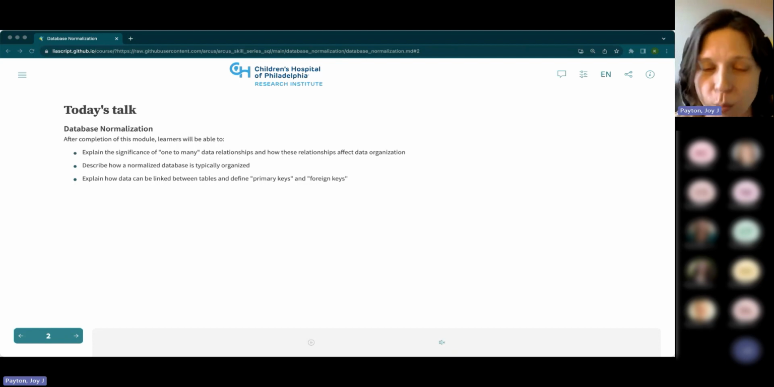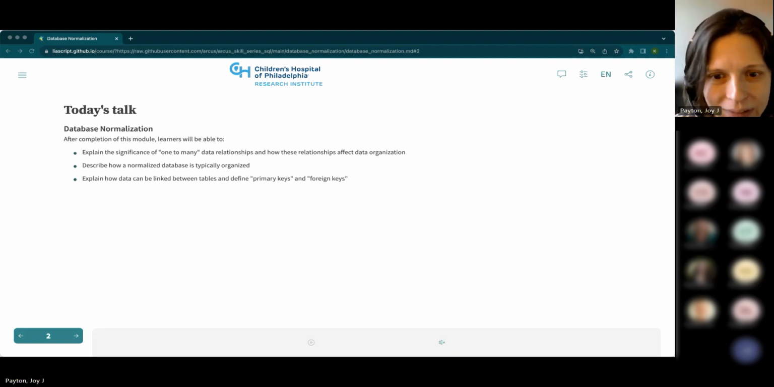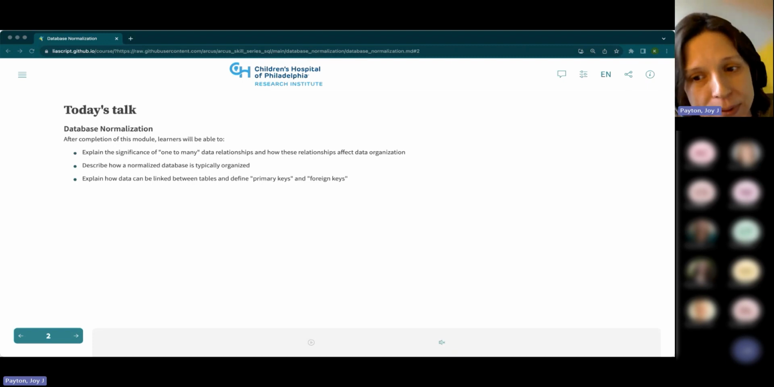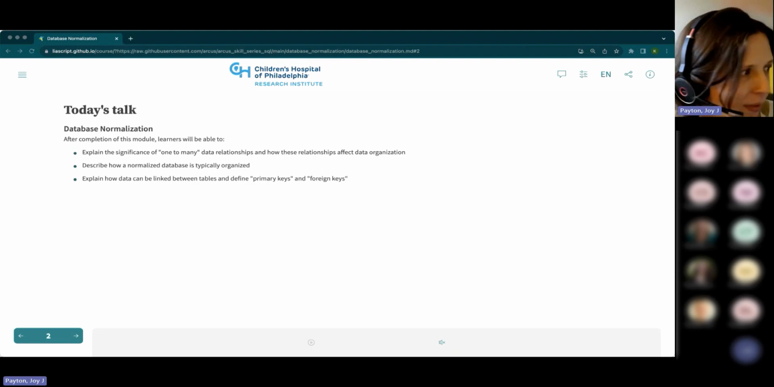But after today's session, we believe that you'll be able to do the following 3 things. You'll be able to explain the significance of one-to-many data relationships and how these relationships affect data organization. You'll be able to describe how a normalized database is typically organized. And don't worry if the phrase normalized database is new to you, we'll talk about that. And finally, we believe you'll be able to explain how data can be linked between tables, and in so doing, be able to define primary keys and foreign keys, which are 2 very important terms.